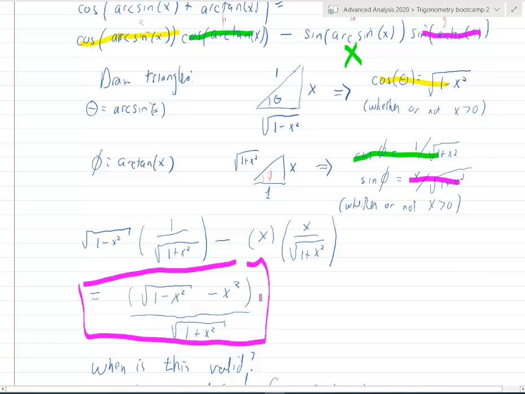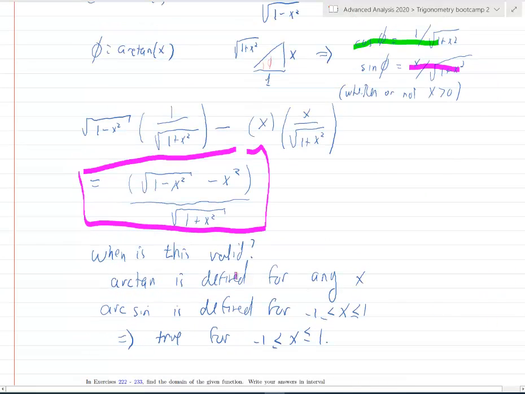Now the question is, under what domain is this valid? Well, if you look at this, you certainly can't have x be bigger than 1 because then you'll get a square root of a negative number. In fact that's going to be true because arctangent is defined for any x, but arcsine is only defined for x between minus 1 and 1. So this relation will hold for x between minus 1 and 1. All right, so that's how you would do that problem.